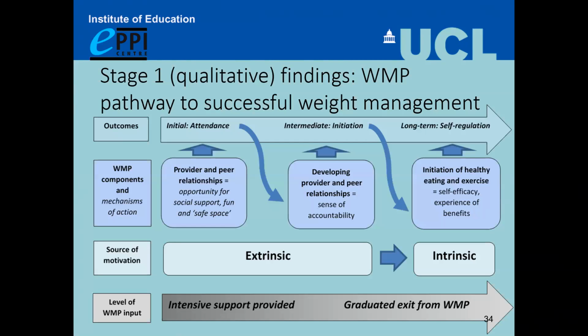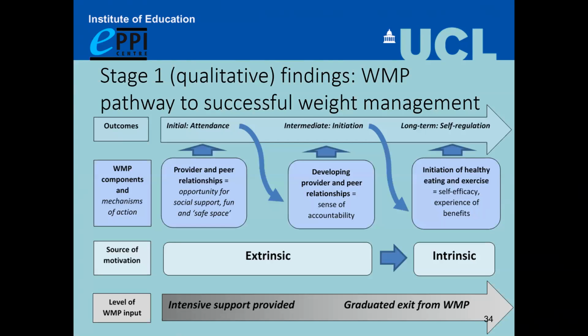And the mechanisms that supported that attendance in the program were having an opportunity for social support, given that having overweight and obesity is associated with huge amounts of stigma, but it also provided an element of fun and a safe space to be with other people in the same situation. So people were keen to attend these programs to access these types of relationships.